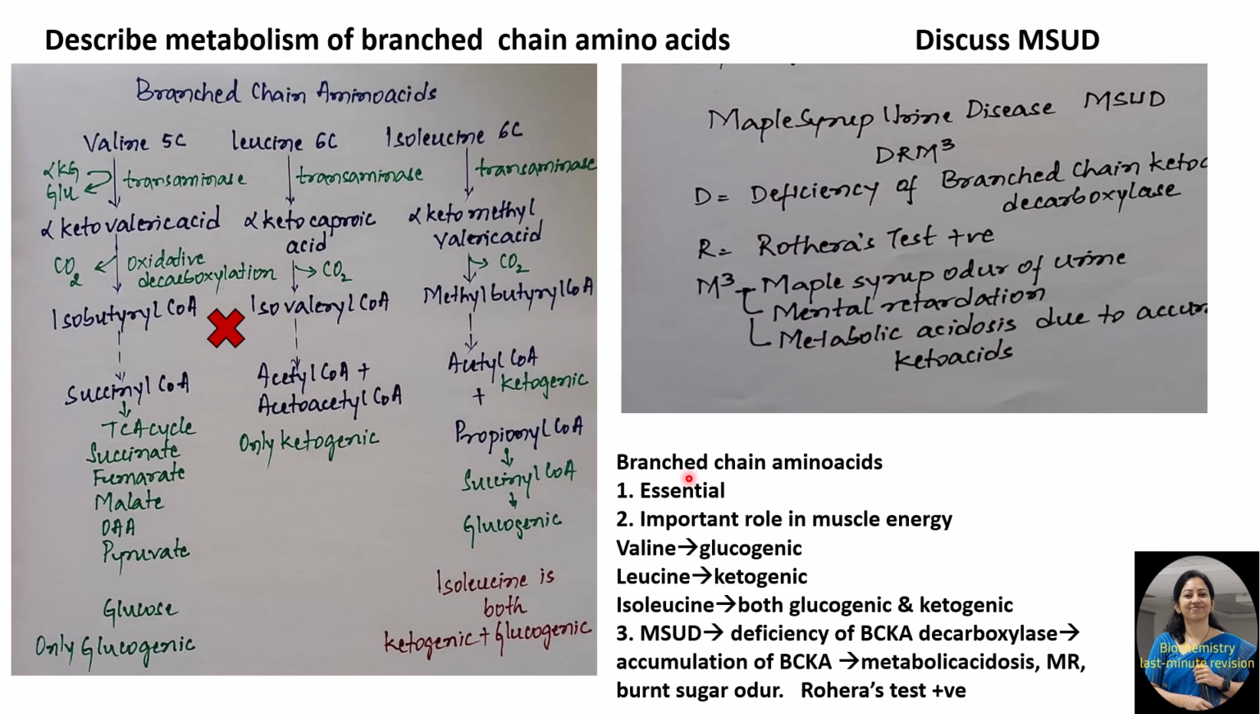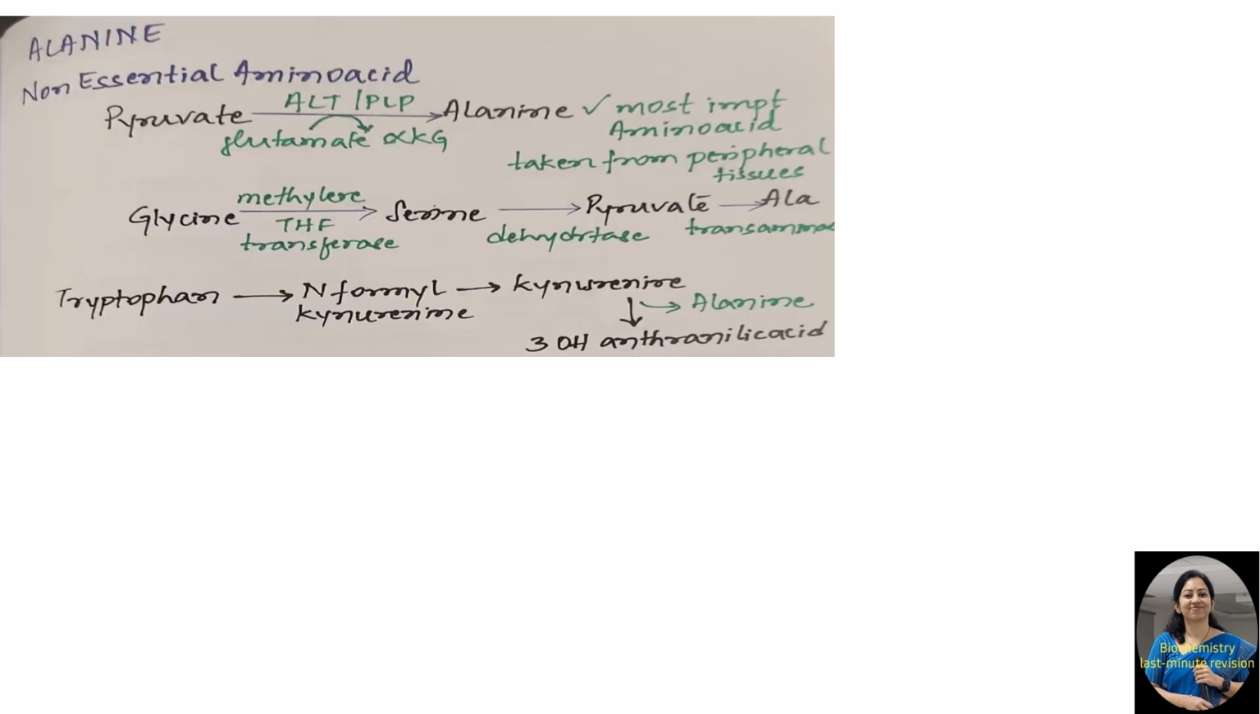So the important disorder you need to remember is maple syrup urine disease due to deficiency of branched chain keto acid decarboxylase. There occurs accumulation of these keto acids resulting in metabolic acidosis, mental retardation, and burnt sugar odor, and Rothera's test will be positive. Coming to alanine, alanine is a non-essential amino acid.